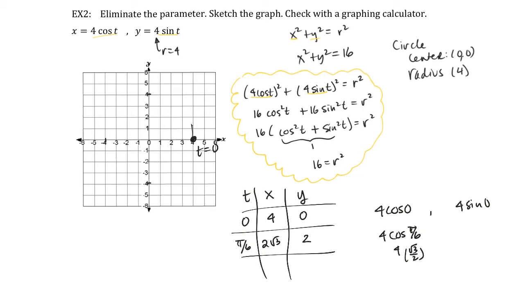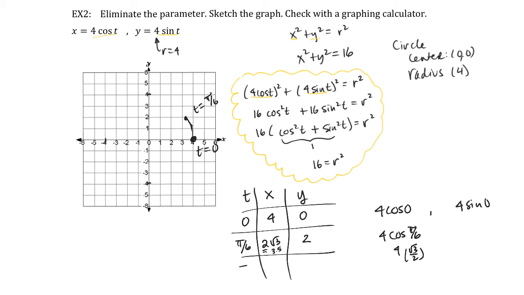So x, 2 root 3, I just pulled out my calculator, that's approximately 3.5. Okay, so at 3.5, coming up, that's at t equals pi over 6. And we can just keep plugging values in there.